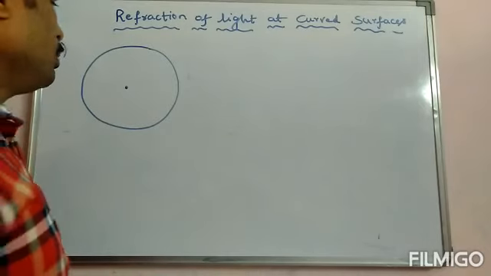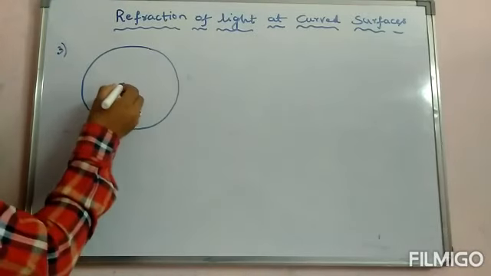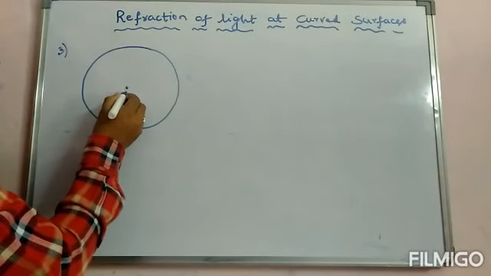Now let us see the third problem. Here you can see again a transparent sphere. Now the object is at the center of the sphere.